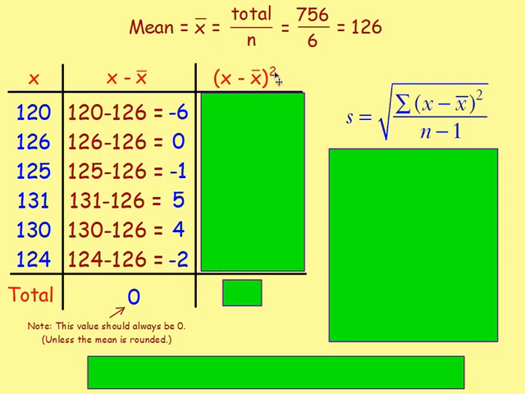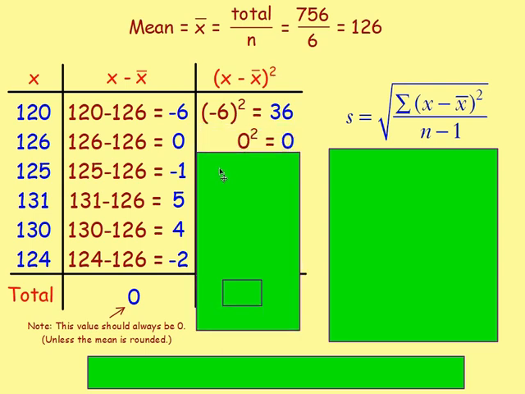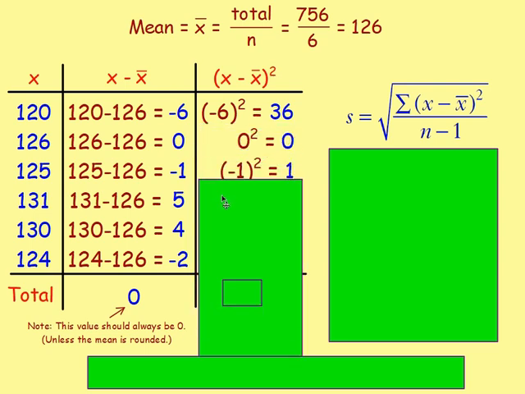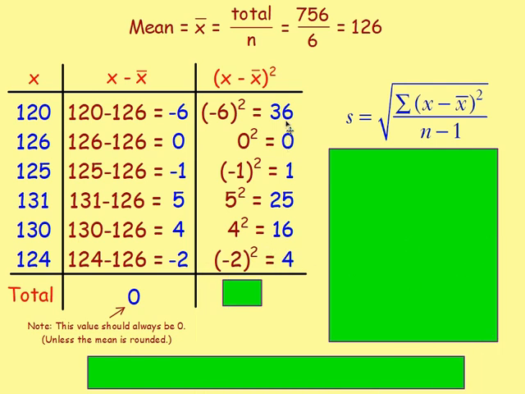What you do now is you work out x minus x bar, squared. So these numbers squared. So you do -6 squared, which means -6 times -6. 2 negatives make a positive, and 6 squared is 36. 0 squared is 0 times 0, which is 0. -1 squared is -1 times -1, which is +1. 5 squared is 25. 4 squared is 16. And -2 squared is 4. If you add all these numbers together, 36 add 0, add 1, add 25, add 16, add 4, you end up with 82.